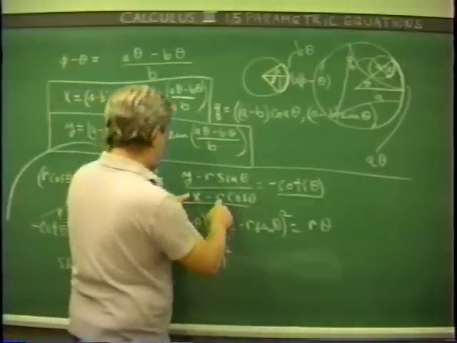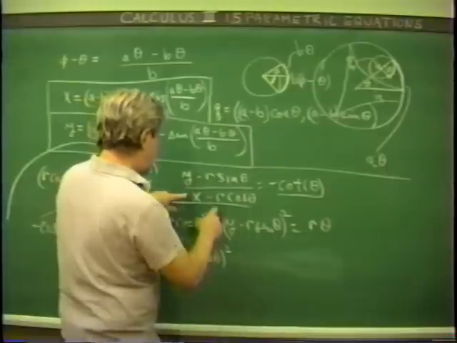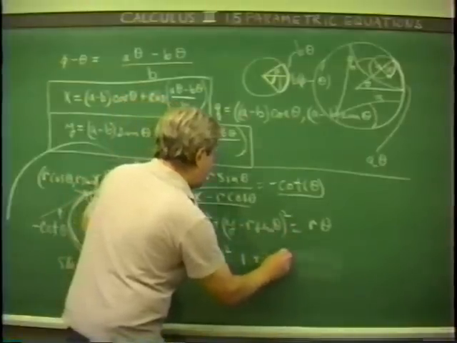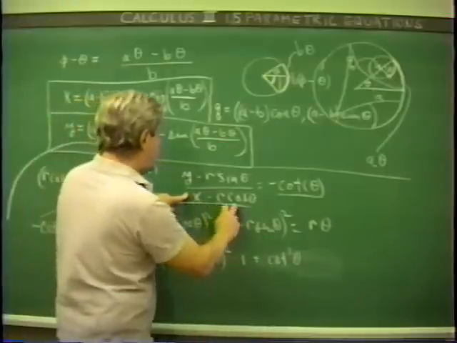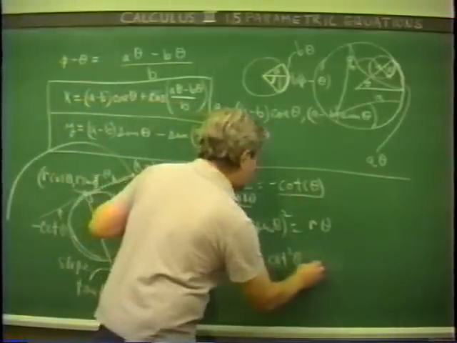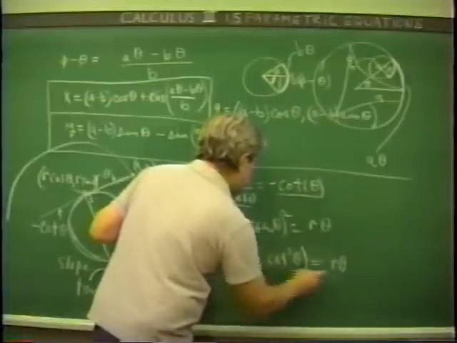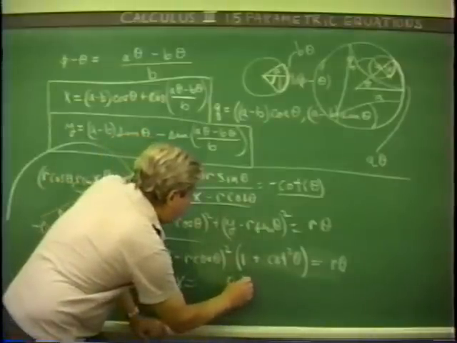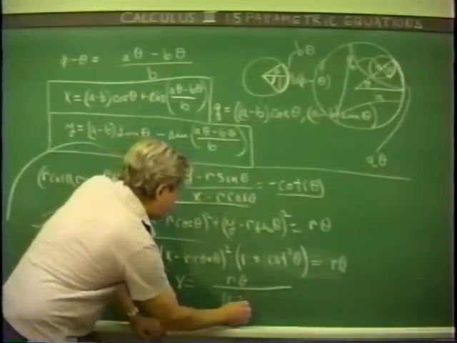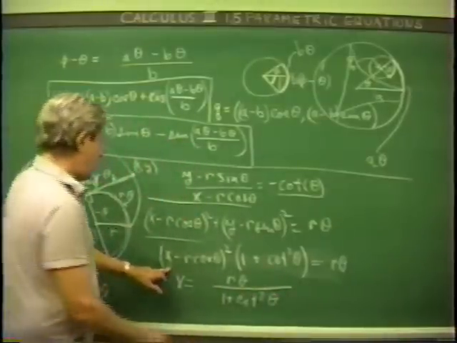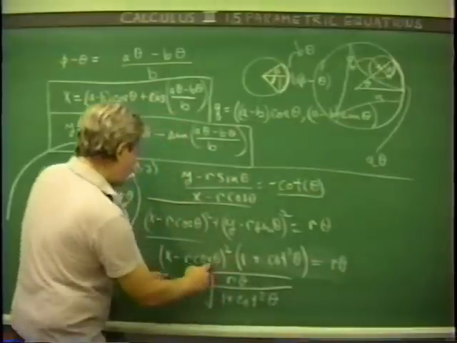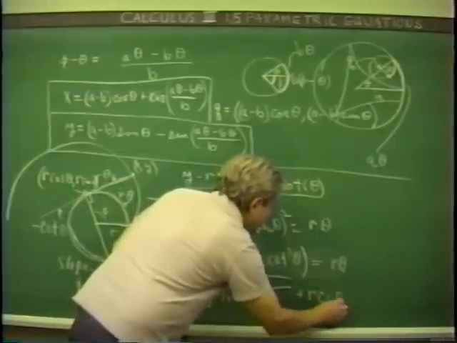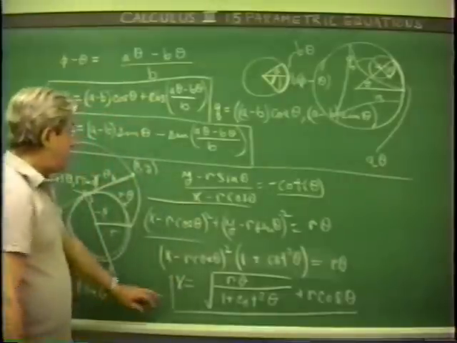x minus r cosine theta squared plus, that's times 1, one of them, plus cotangent squared theta times x minus r cosine theta squared is equal to r theta squared. So when we get this times, this is r theta, and now we can solve this for x. x is going to be equal to r theta over the square root of 1 plus cotangent squared theta. That'll give us x minus r cosine theta. So if we add r cosine theta here, we will then have x.